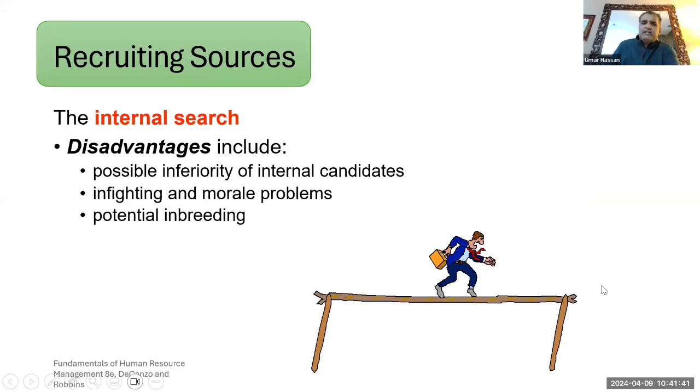However, from the internal search, there can be some disadvantages as well. There can be undue rivalry among the employees. It can lead to unnecessary increase in internal competition. We have a concept of potential inbreeding as well. This is a proper HR term. Inbreeding means that you are promoting from within, you're not encouraging people from outside the organization to come.